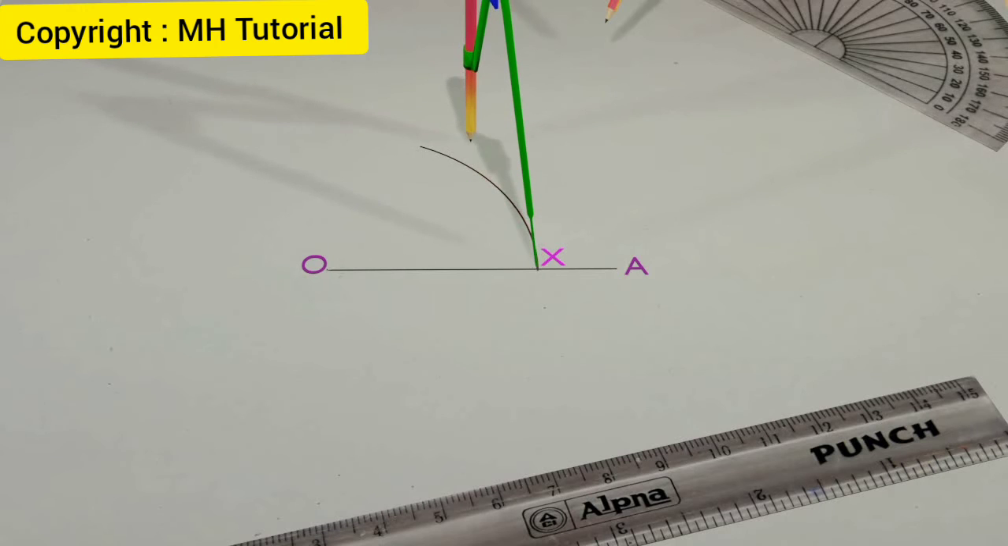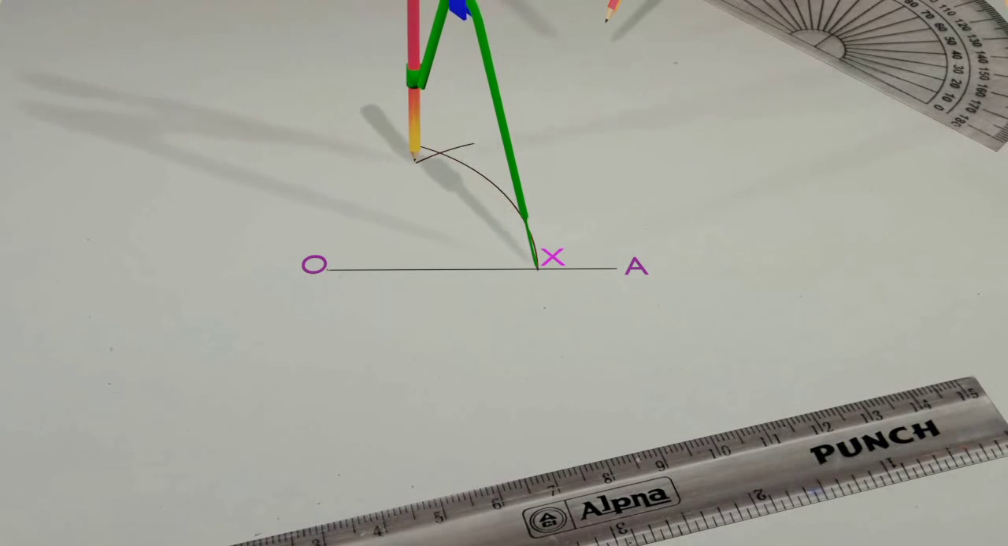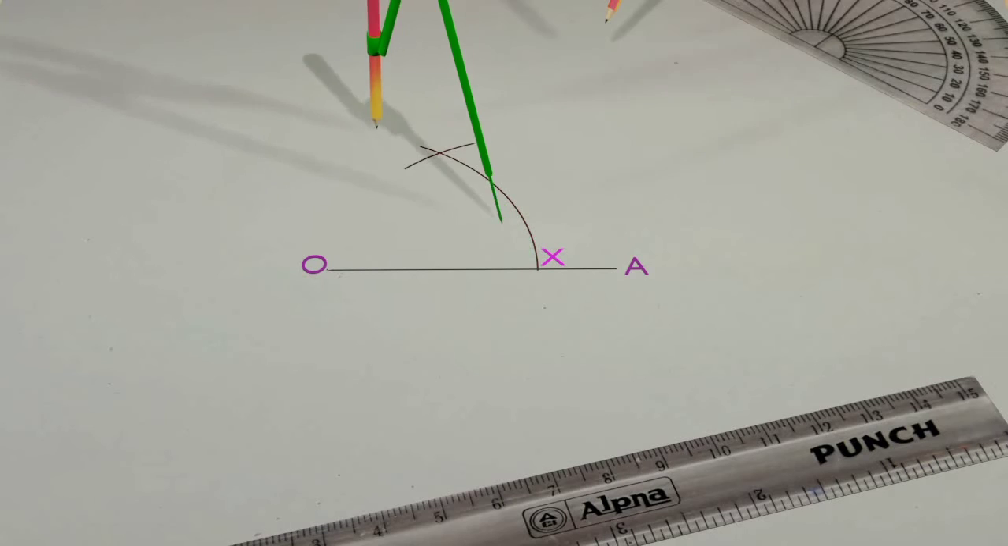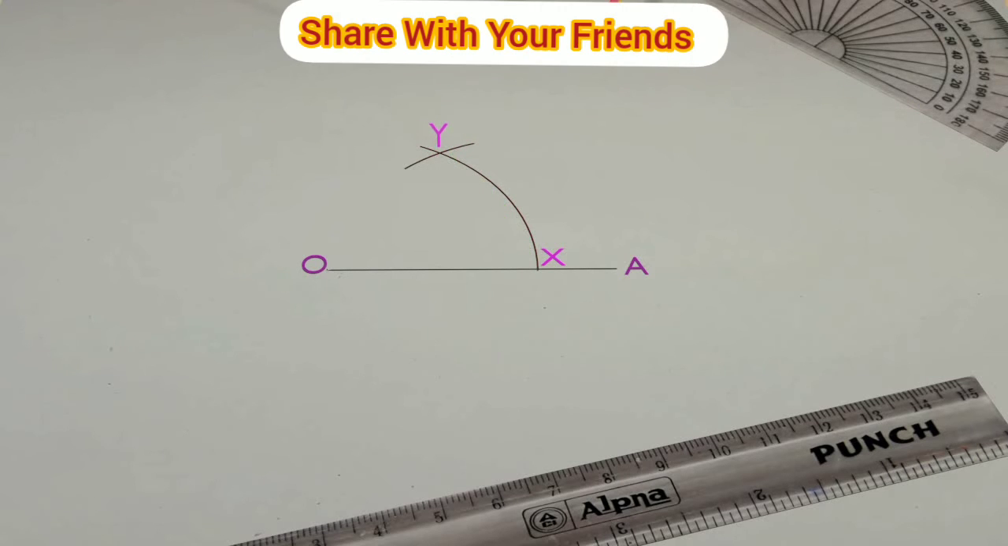Then another circle arc of the same radius is drawn, with the spike placed at point X. It intersects the previous arc at the point Y.